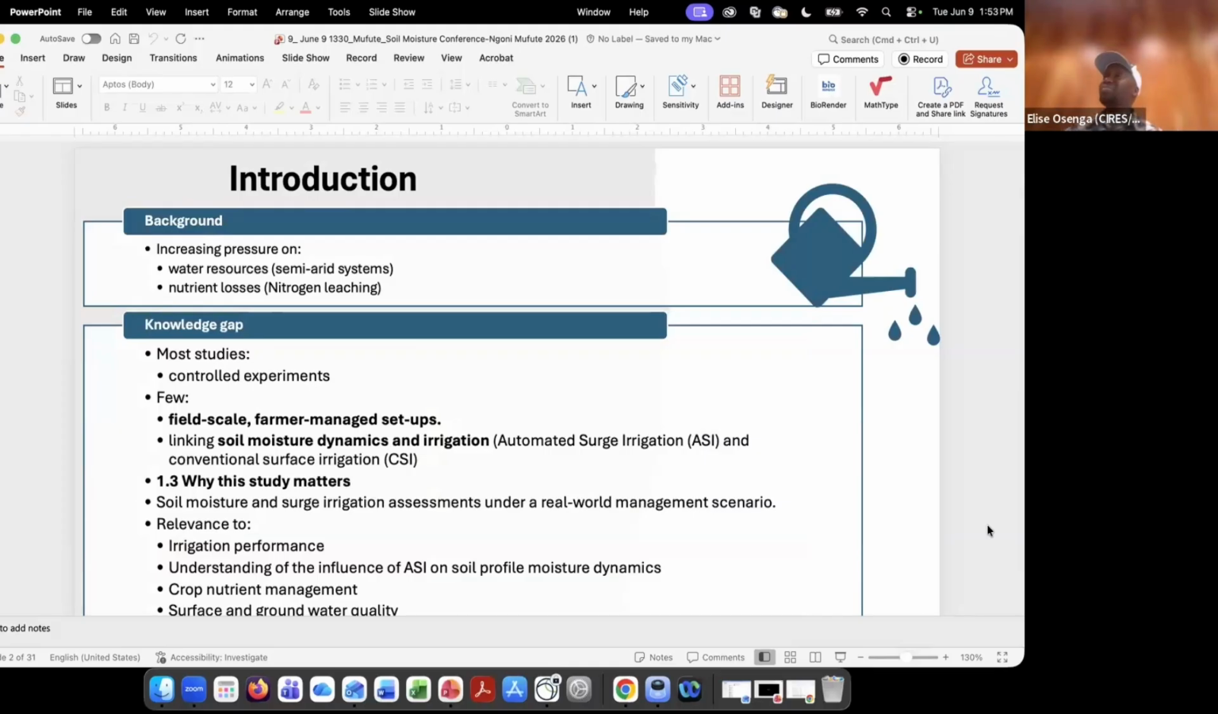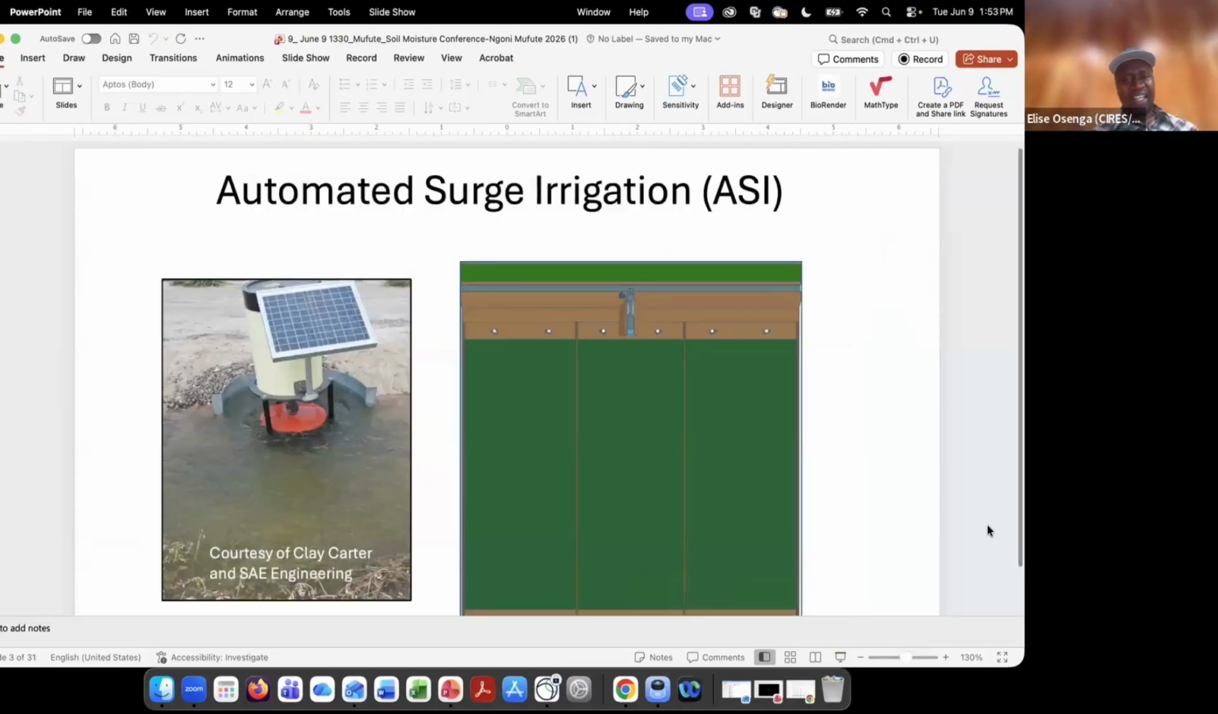The other important thing is that, unlike most studies in the area, which are based on research farms and controlled plots, this was an on-farm trial where farmers are actually doing their production without any interference. So we tried to link soil moisture dynamics and irrigation. That's the other importance of this study.